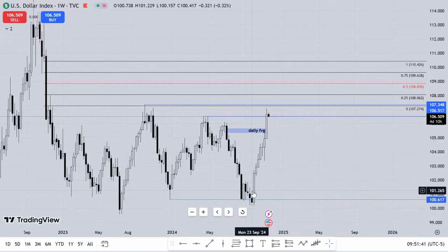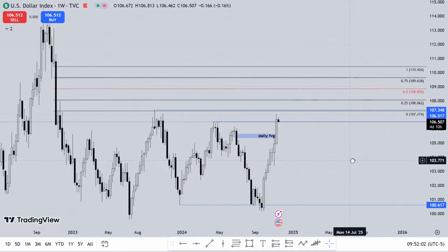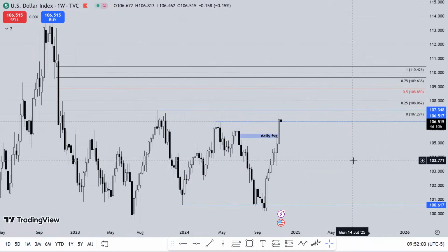And price leaves this breakaway gap. When this breakaway gap was created, it was left unfilled. And price created an imbalance here on Monday and then traded back down to it on Monday of the 4th of November's week. So we're going to look at the daily time frame.